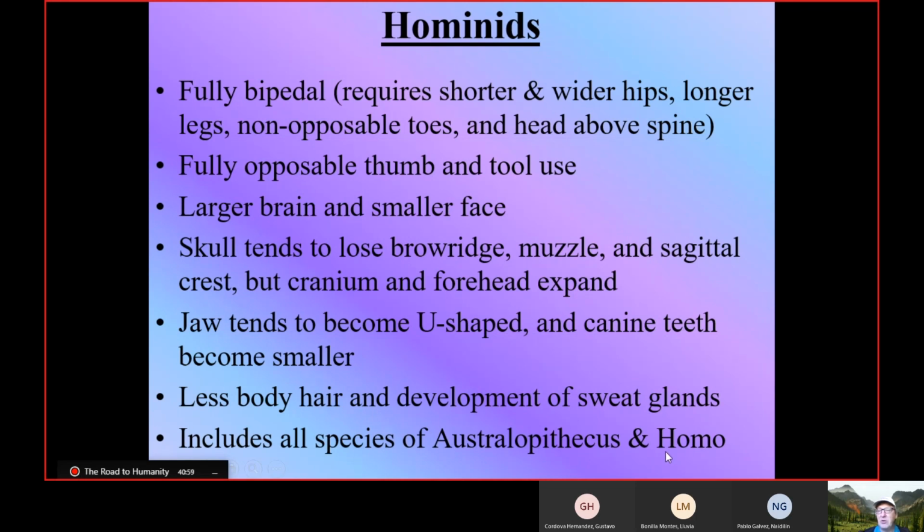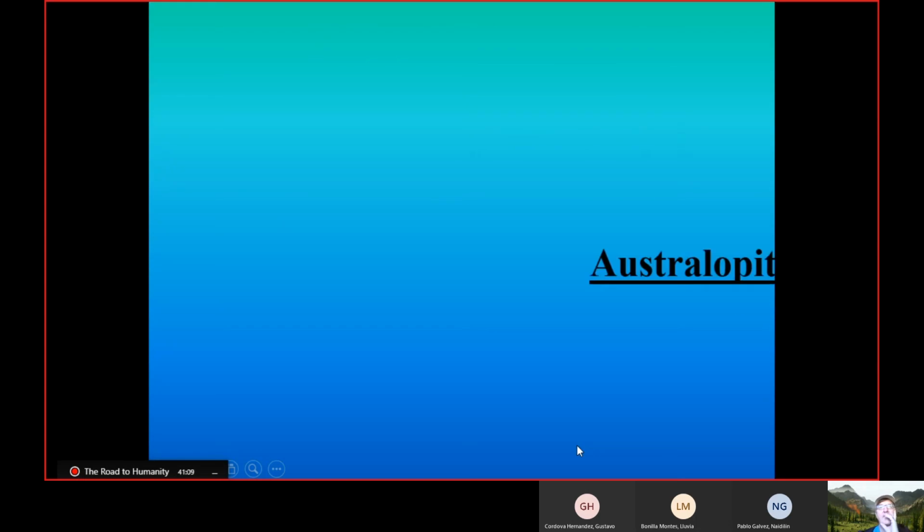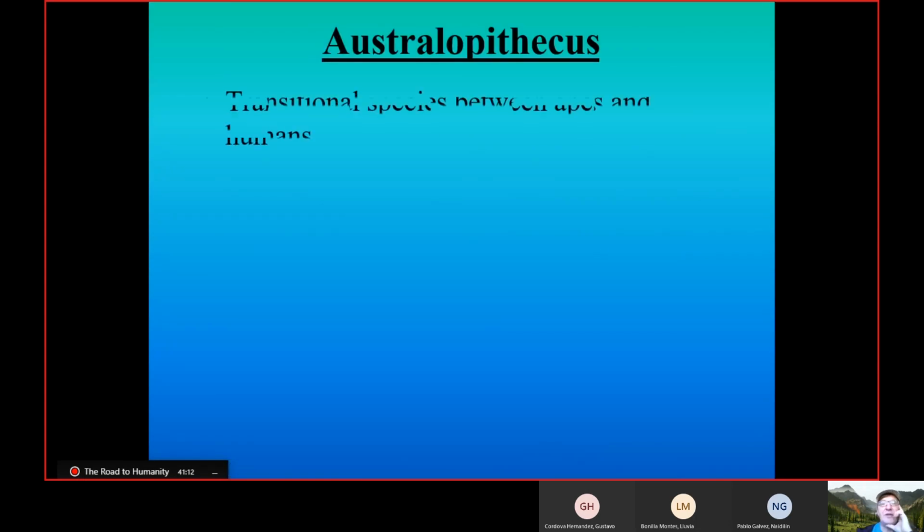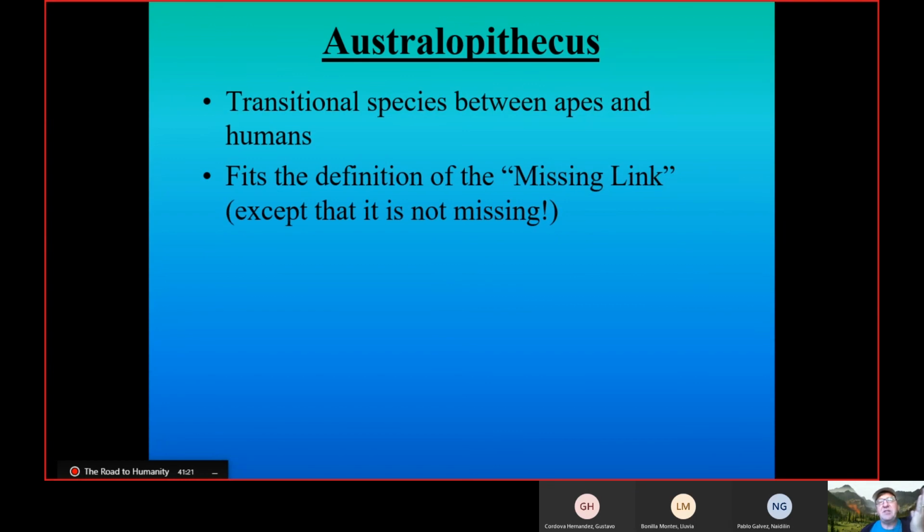We are in this group, but we're going to take a look at our close relatives, the Australopithecines, which means southern ape. So here's Australopithecus. They're a transitional species or a missing link between apes and humans. They are ape people. It fits the definition of missing link, except that it's not missing.